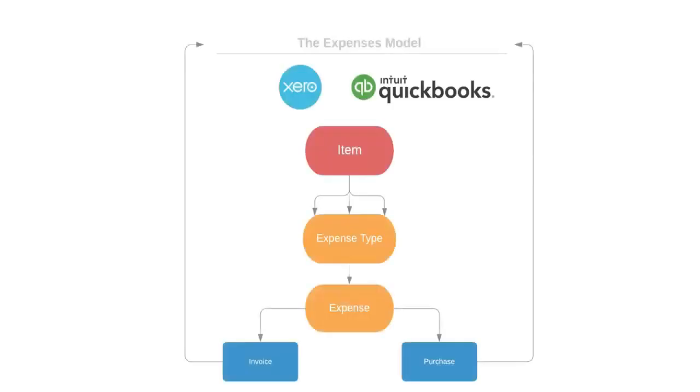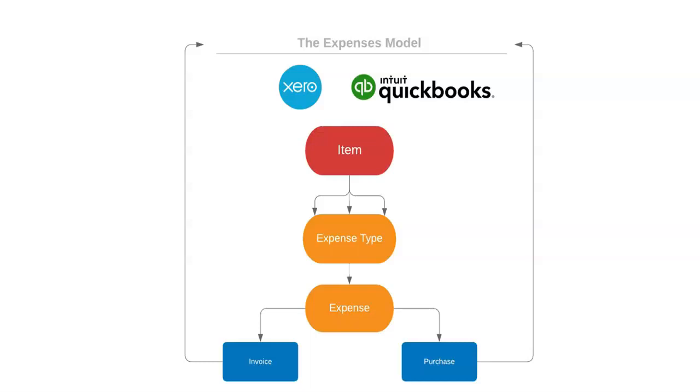Now, before we actually show off the expenses module upgrades in Accelo, let's first talk about the Accelo expenses model. As you can see at the top, we're showing Xero and QuickBooks. These are our two common accounting software integrations with Accelo that a lot of our clients use. One of the common terms between them is items. Now, what is an item? An item is anything that your company buys, sells, or resells in the course of business.